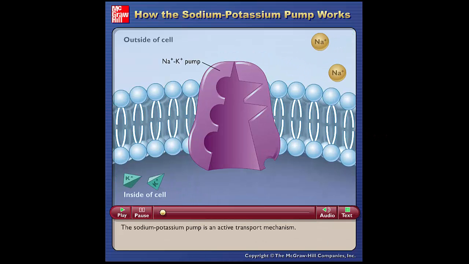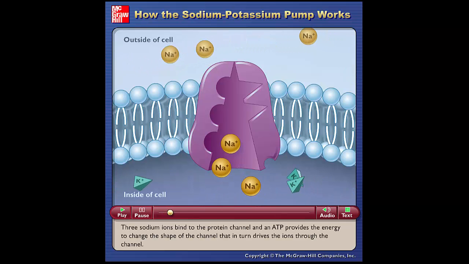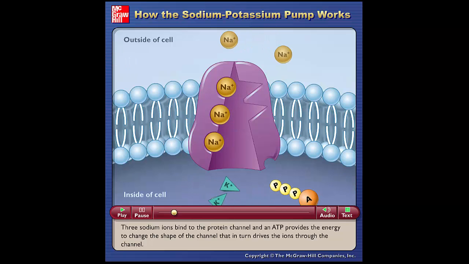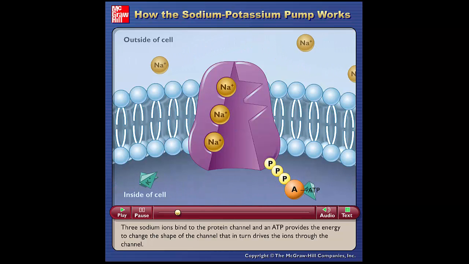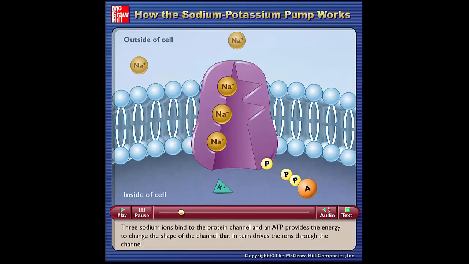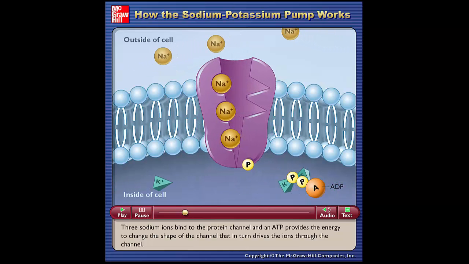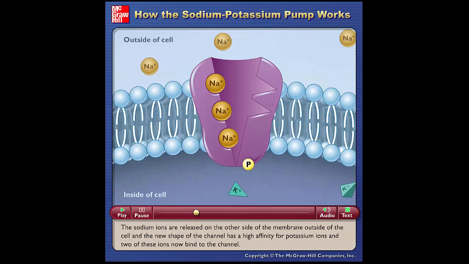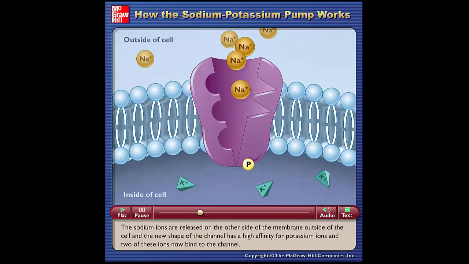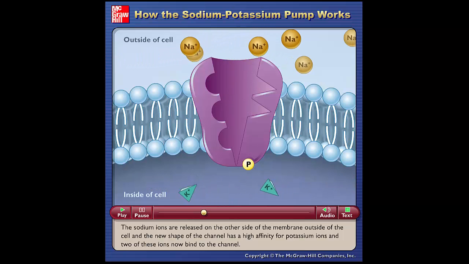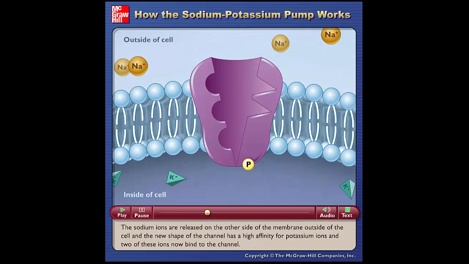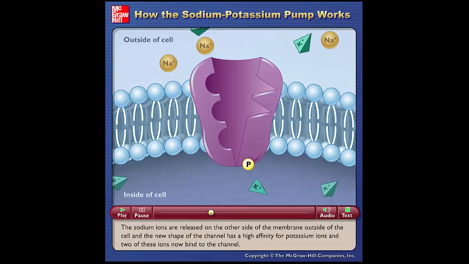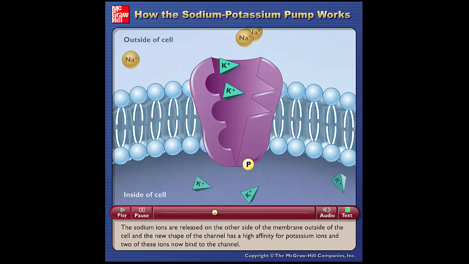The sodium-potassium pump is an active transport mechanism. Three sodium ions bind to the protein channel, and an ATP provides the energy to change the shape of the channel that in turn drives the ions through the channel. One phosphate group from the ATP remains bound with the channel. The sodium ions are released on the other side of the membrane, outside of the cell, and the new shape of the channel has a high affinity for potassium ions, and two of these ions now bind to the channel.